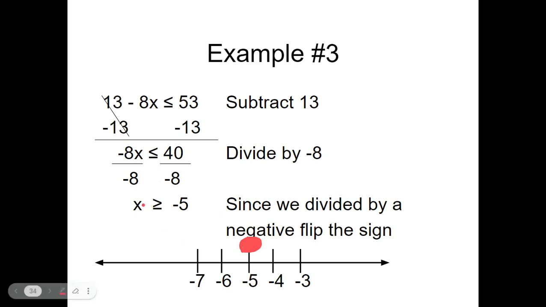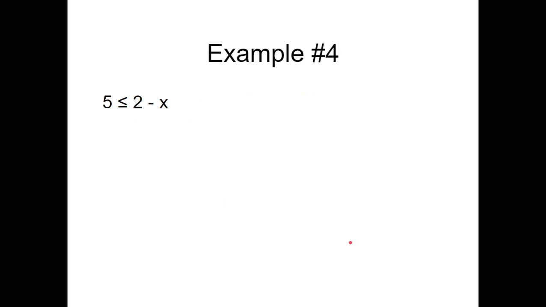And then my variable's on the left side, so that means I can kind of follow the rule here. My arrow is going to go to the right, highlighting all the numbers that are bigger than or equal to negative 5. All right, let's do one more, and we'll call it quits.